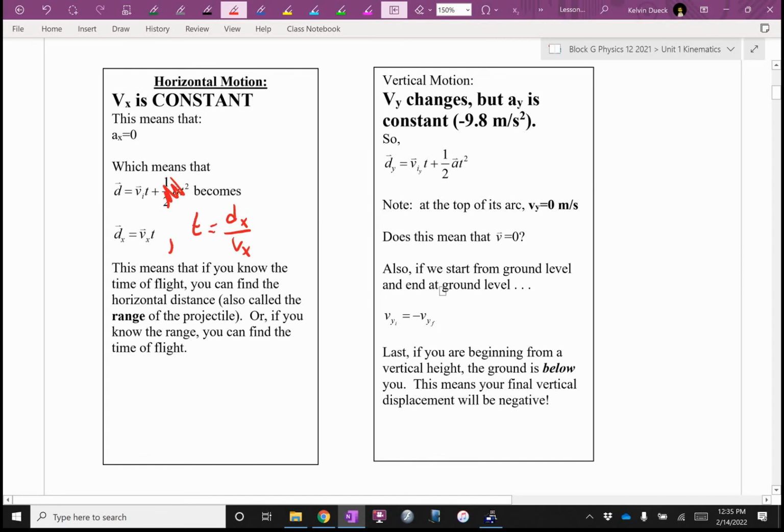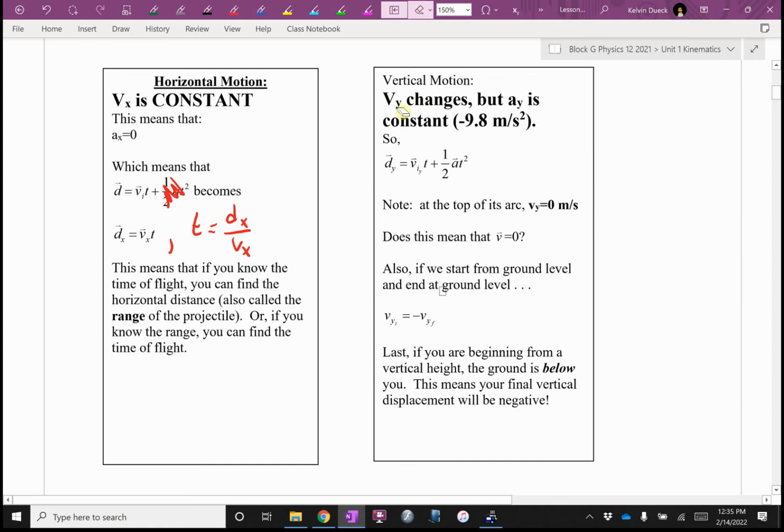This one is much nicer. I can find time and I don't have to solve a quadratic because the squared term vanished. If they give me a horizontal range, Sarah, I smile and I say, this question's going to be way easier to find time than if they give me a vertical height. Trust me. So I wrote here, this means that if you know the time of flight, you can also find the horizontal distance called the range. Or if you know the range, you can find the time of flight.